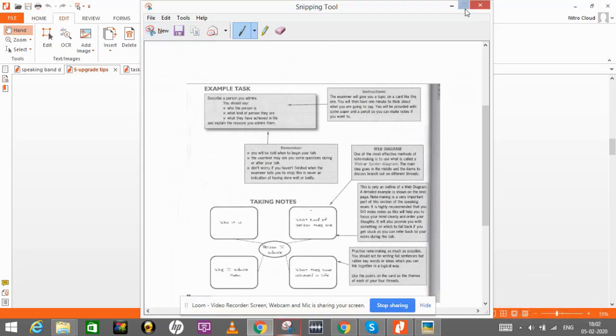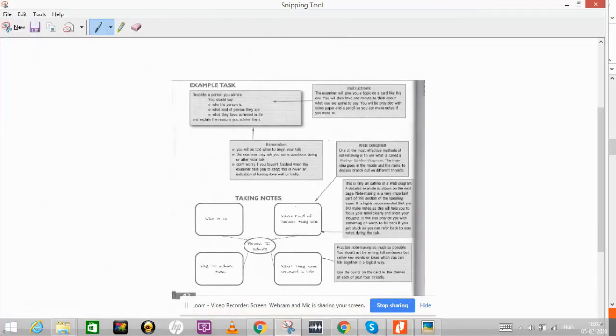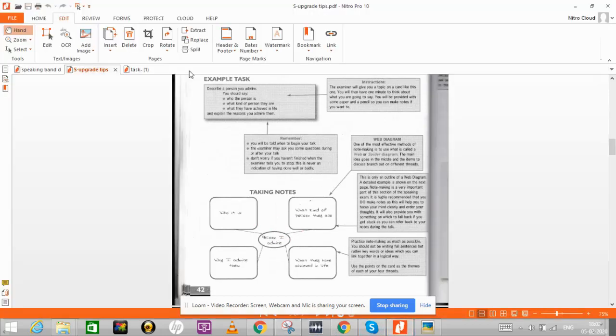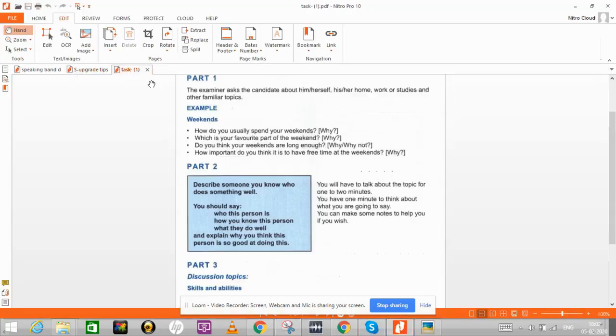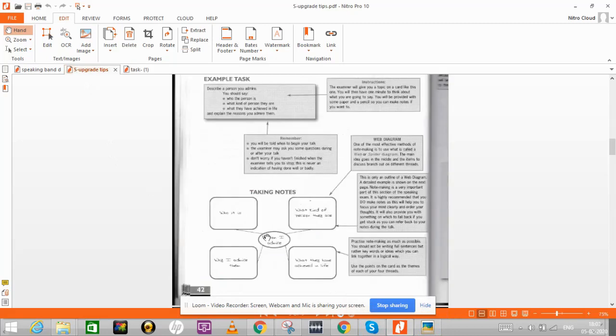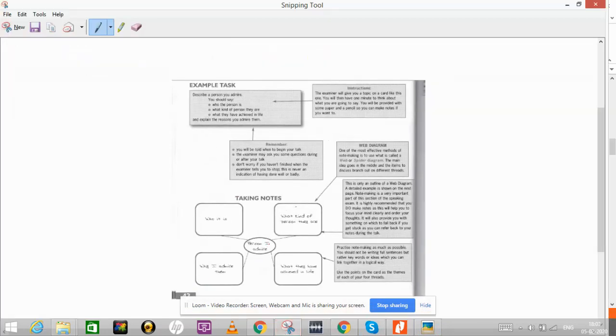You just have to write what the question asks of you. So if the question asks you to describe a person whom you admire, write: describe someone you know who does something well. Then you write the name of the person in the middle here, and try to write things you like about him, or what the person is good at. You can write those things here.